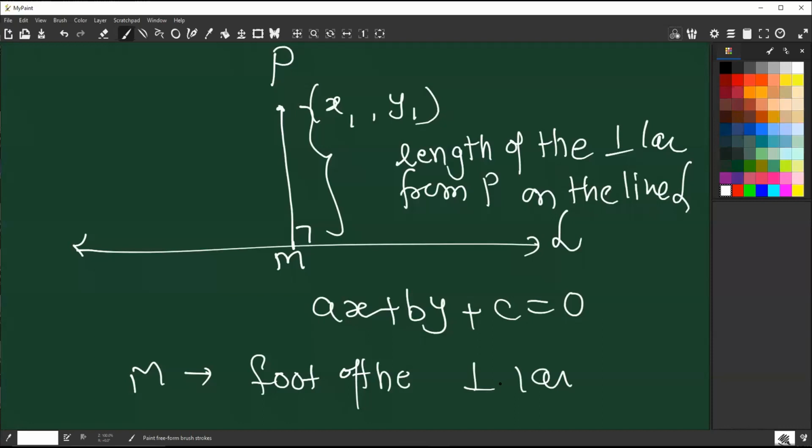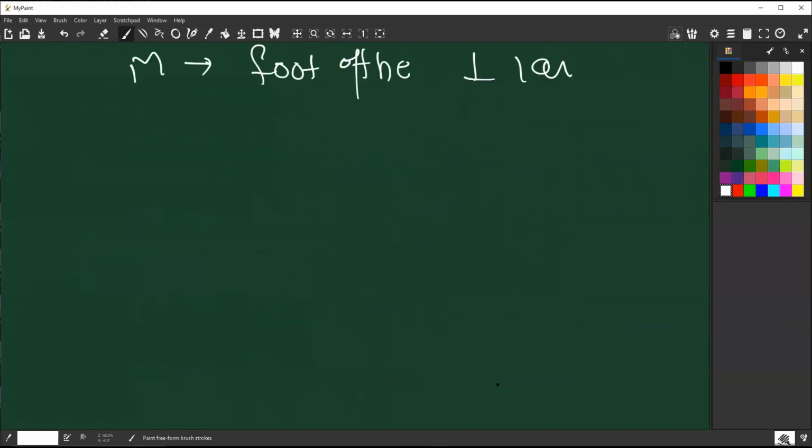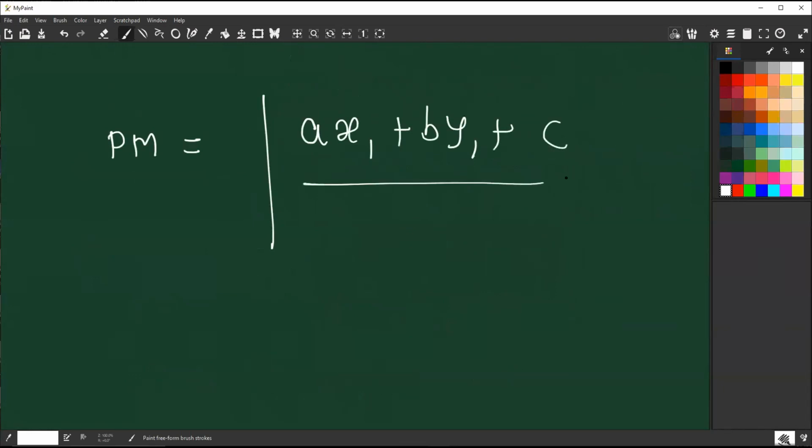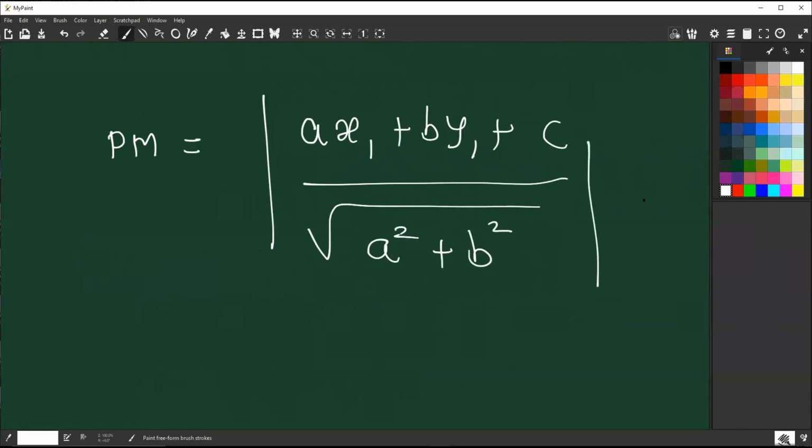Correct? और ये सम हमेशा आता है. कोई भी कॉलेज का पेपर लो, foot of the perpendicular पूछते ही है. हाँ? So पहले हम लोग फॉर्मूला देखते हैं. This length of the perpendicular, equation of the line था ax plus by plus c is equal to 0. And the point P was x1, y1. So x के जगह x1, y के जगह y1. So mod of ax1 plus by1 plus c upon square root of a square plus b square. So many units is the length of the perpendicular.